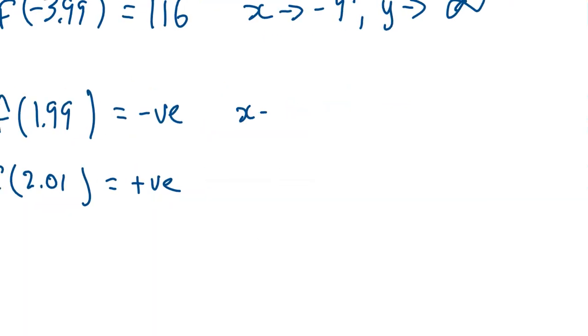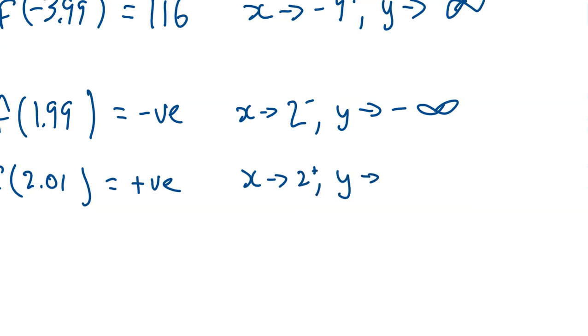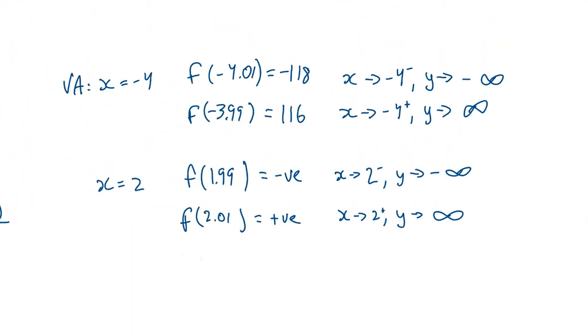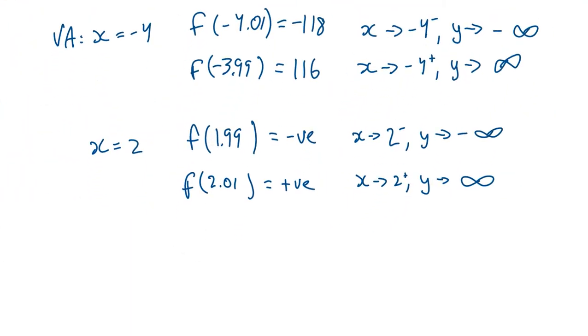So as x approaches 2 from the left, y is going to negative infinity. As x approaches 2 from the right, y goes to positive infinity. So there's your vertical asymptote testing.